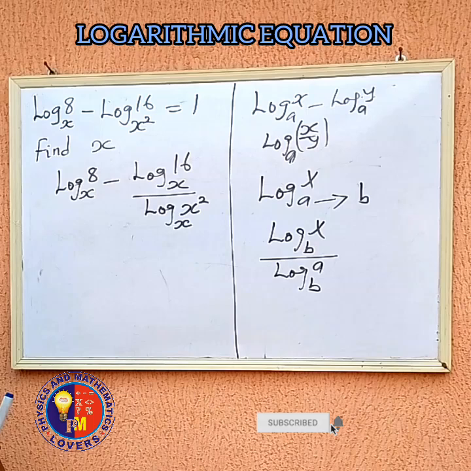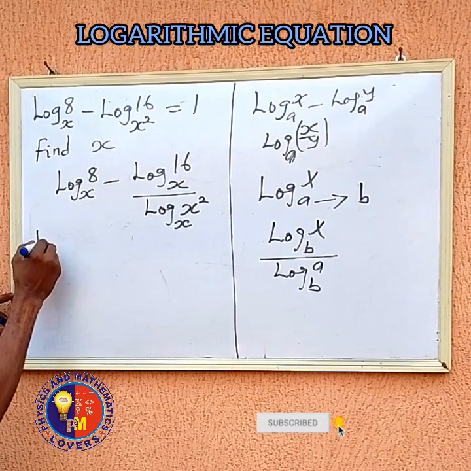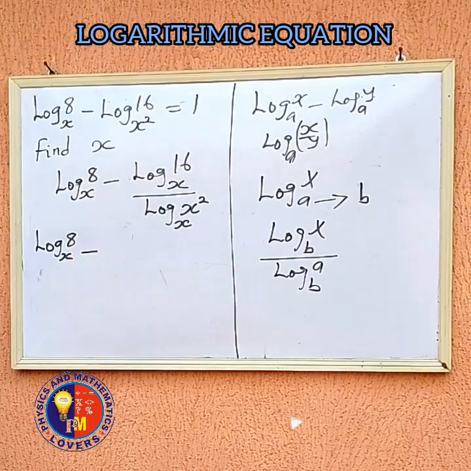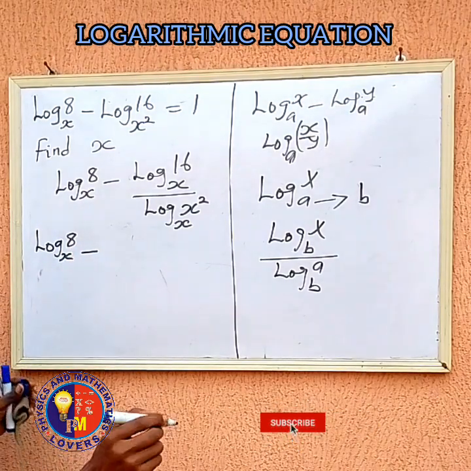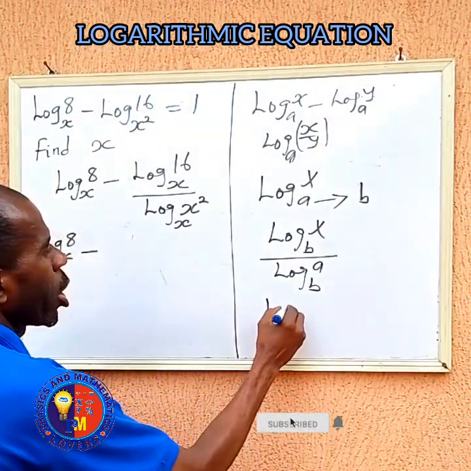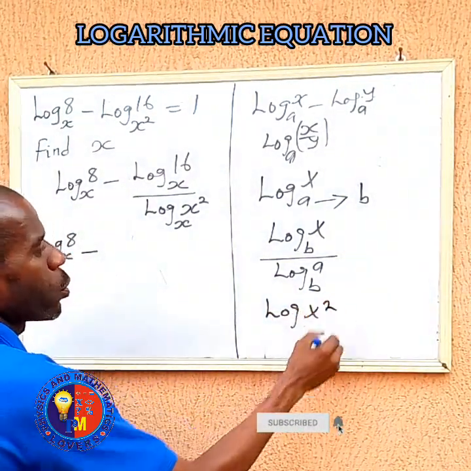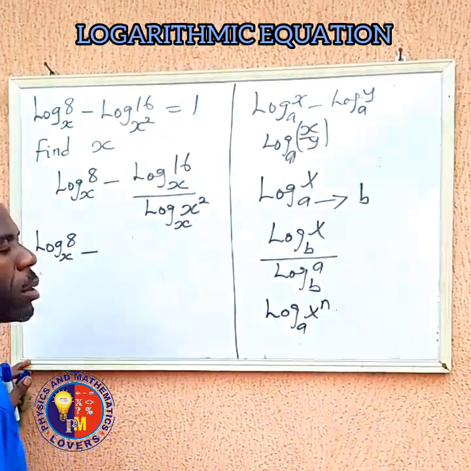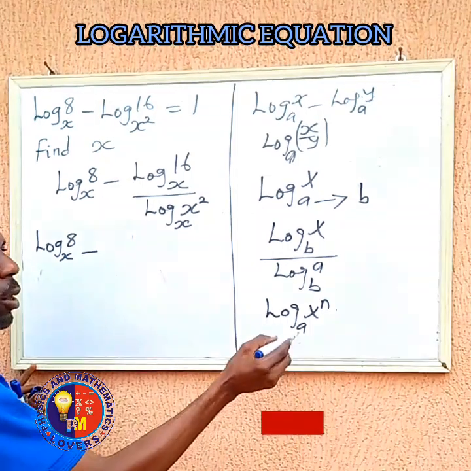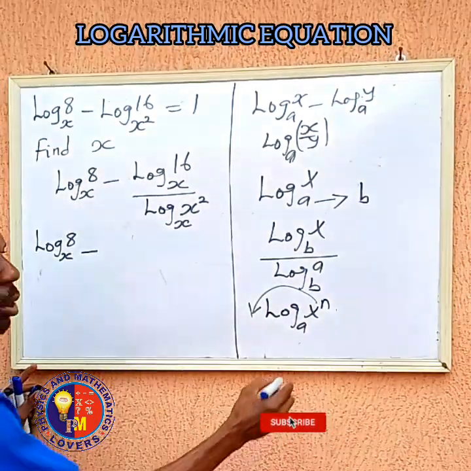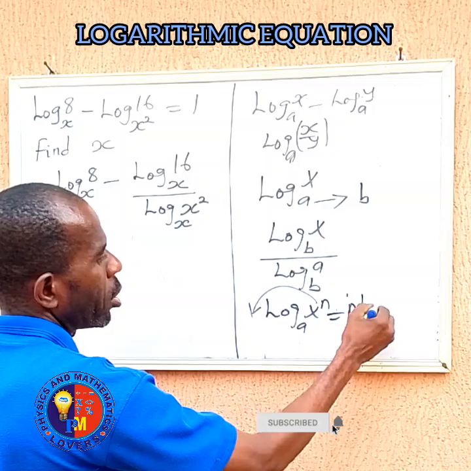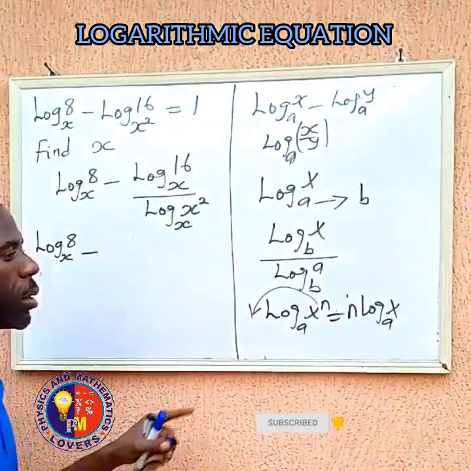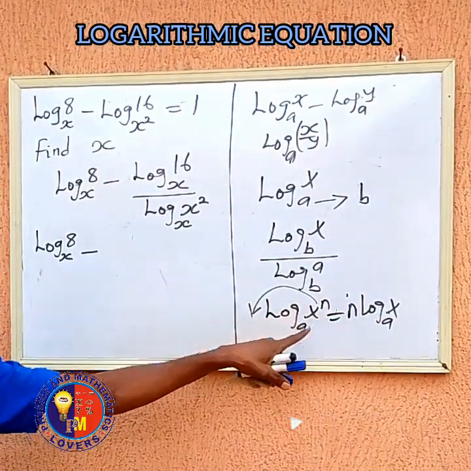Now we are moving. So in this case, we are going to take this down. We're going to have log 8 to base x, then minus. Now let me show you one thing in log. If I have log x raised to power n to base a, the power, we call it the power law. It will come back and multiply the log. It gives n log x to base a. So whatever power it is, we multiply the logarithm.